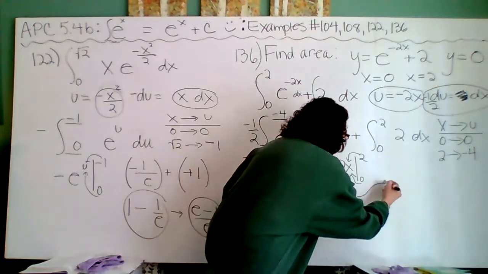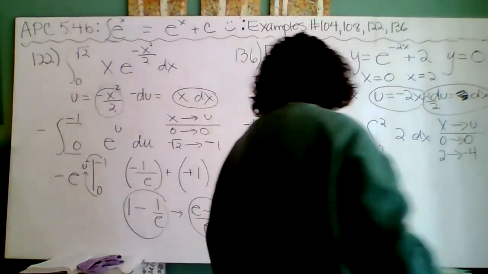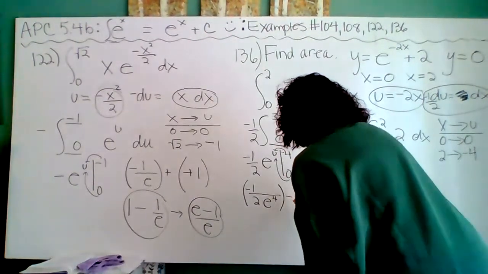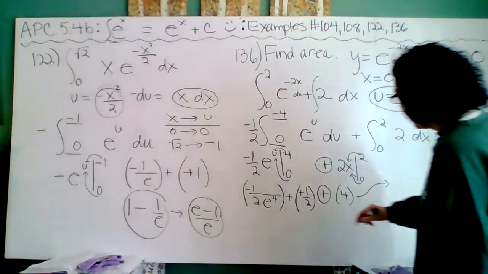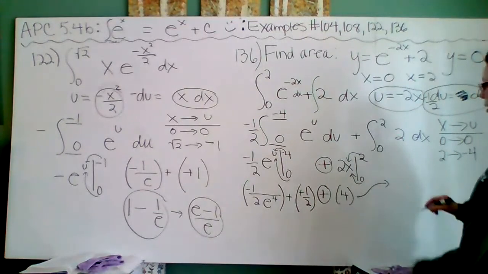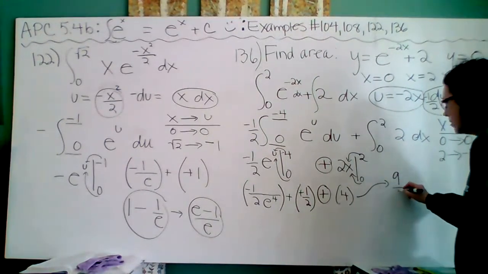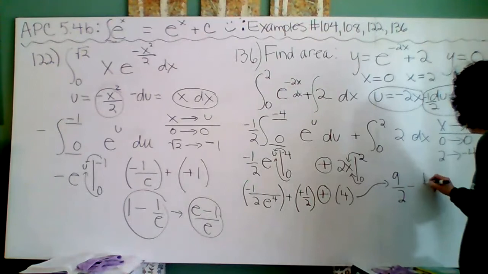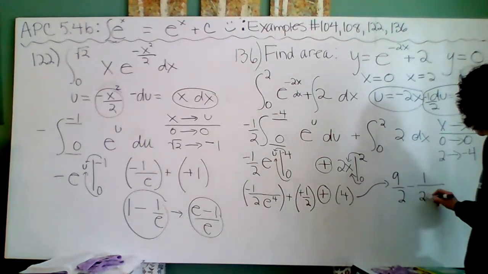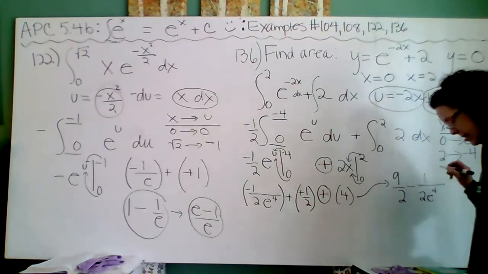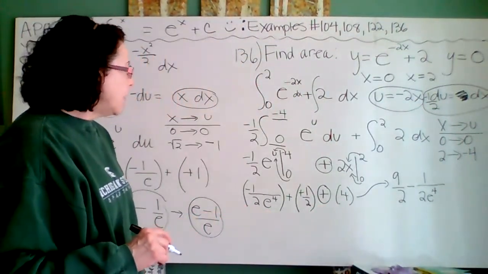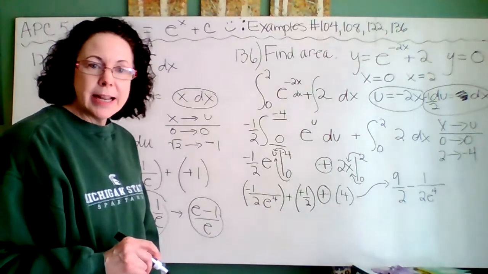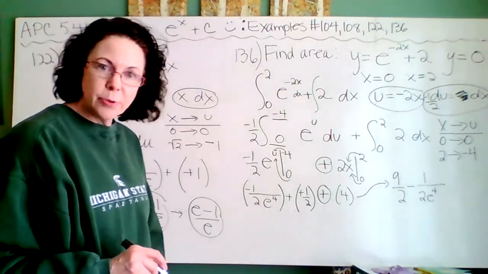Here we go. My final answer. I have 4 plus 1/2, which is 4.5, or 9/2, minus 1/2 e to the 4th. There we go. They may have gotten a common denominator, but I think we're good here.